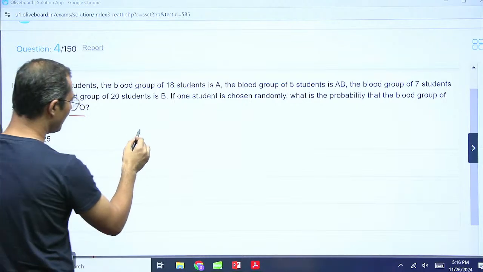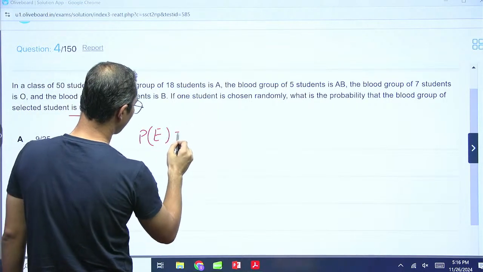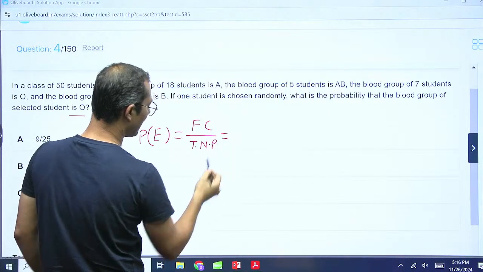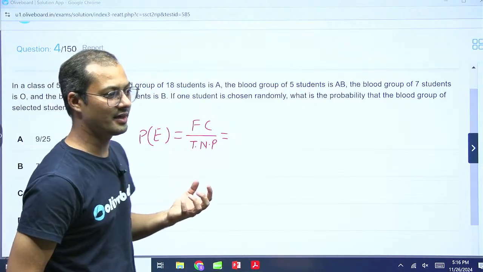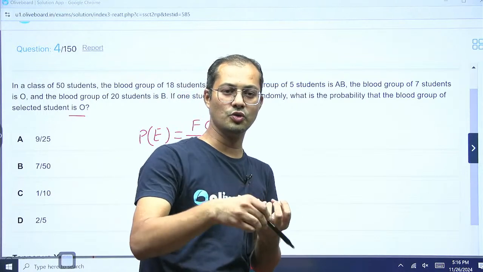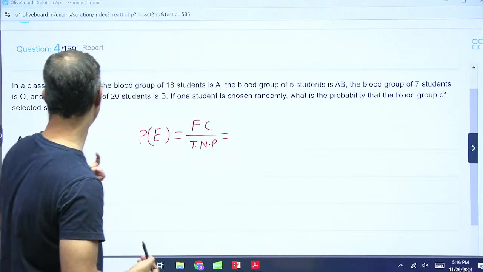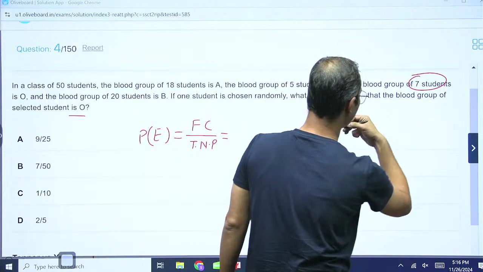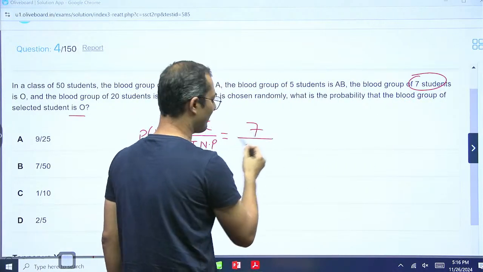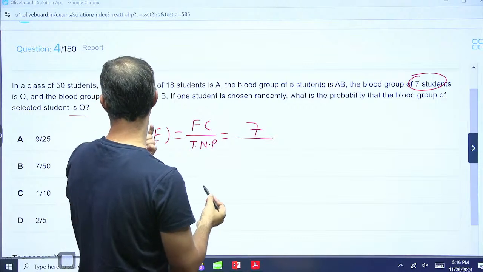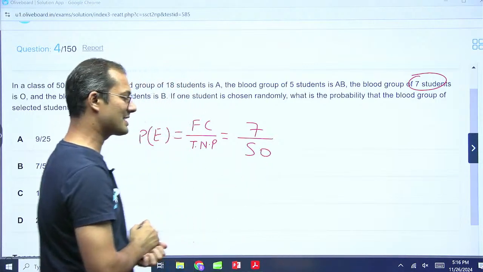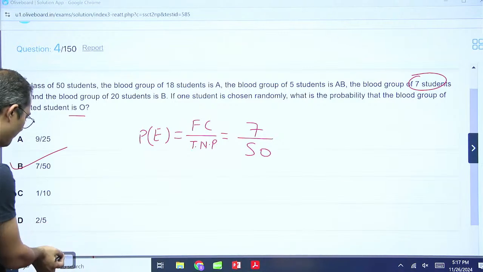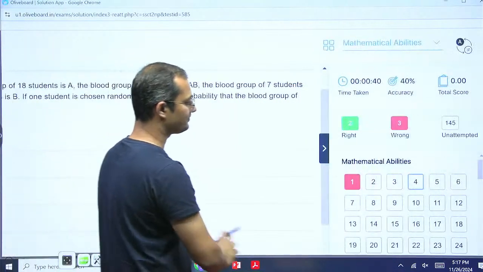The probability of any event is given by favorable cases divided by total number of possible cases. We have to select one student who belongs to the O blood group. How many students have O blood group? Only 7, so the favorable cases are 7. So 7 by the total number of students, 50. So 7 by 50 is the right answer. B is the right answer.